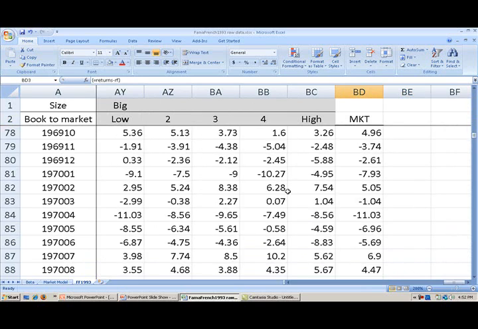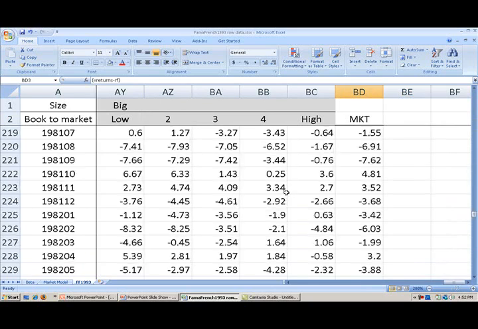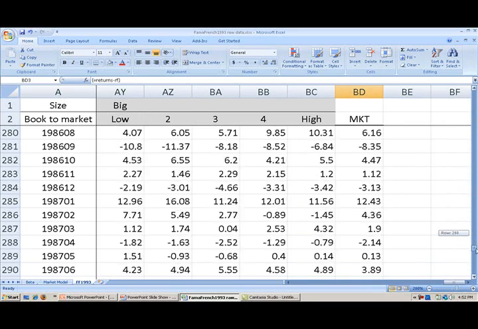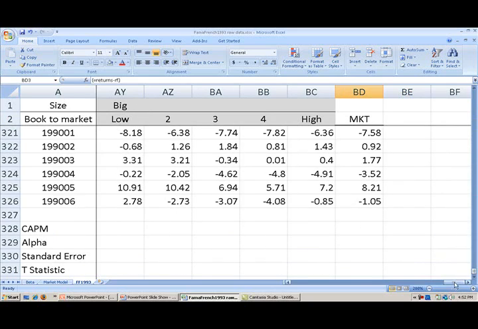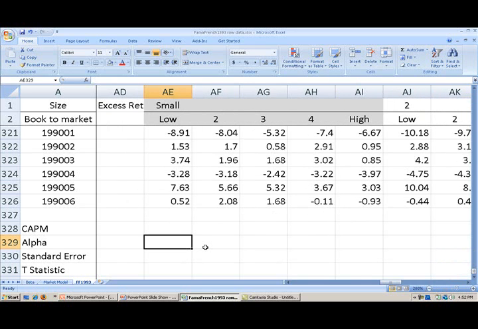We're now ready to run our regression. We've got the data in the right format, so let's scroll down. The first thing we need to do is calculate the intercept, or the alpha, for all of these 25 portfolios. We're going to use our INDEX function and our LINEST function.